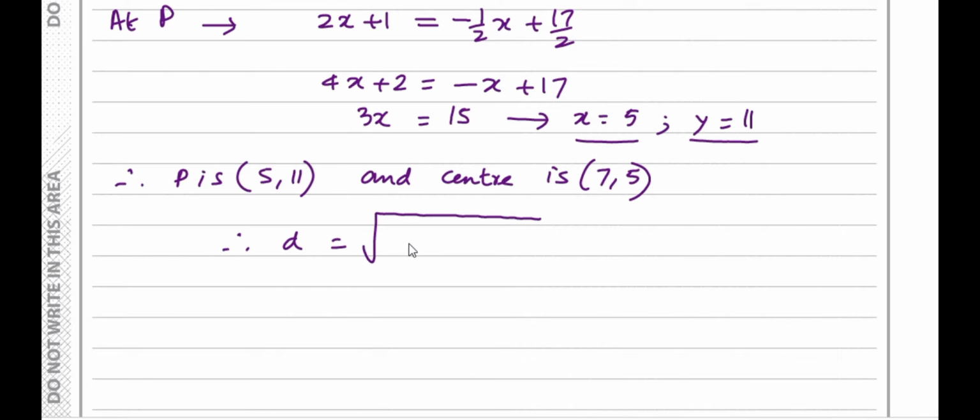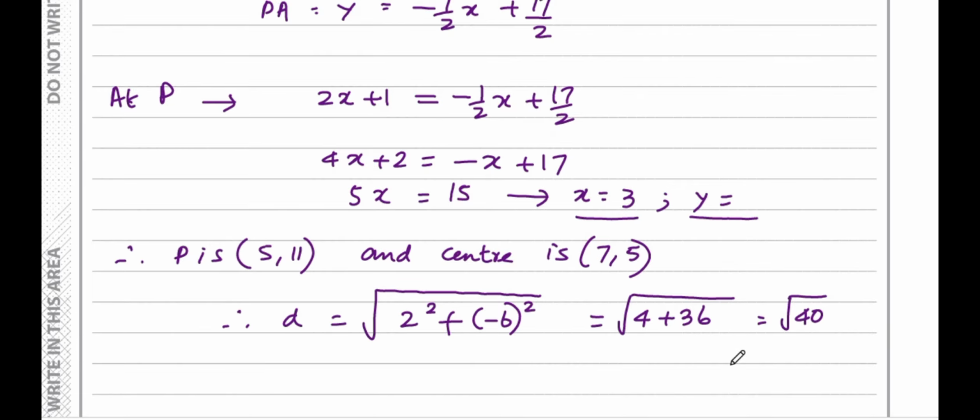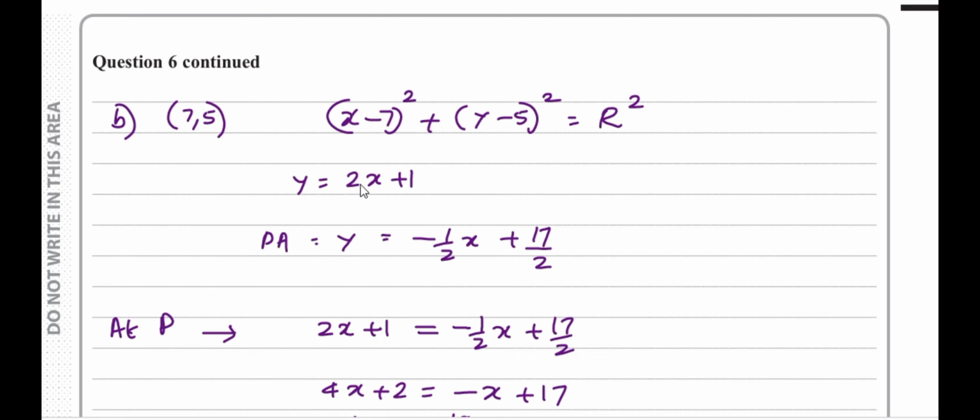Let us relook at what we have done here. 4x plus 2 is equal to minus x plus 17. So from here it is 5x is equal to 17 minus 2, 15. So x is equal to 3. And now I need to change y also. What will happen if x is equal to 3? 2 times 3, 6, plus 1, 7.